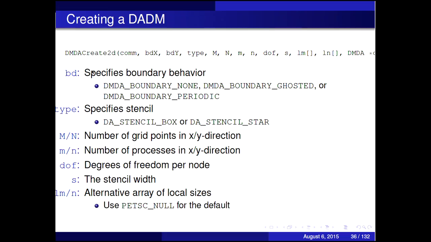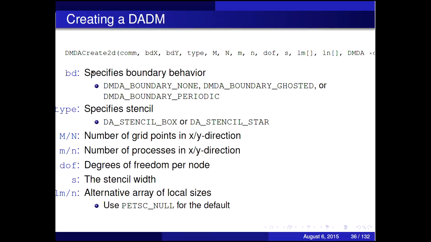The DMDACreate2D. So this is just an example for 2D. If you want to do a structured grid finite difference, you can create your DMDA object with the following calling sequence, where you indicate what type of boundary conditions you want on the two sides, whether you have periodic, non-periodic, or then a few oddball cases like ghosted values. What type of stencil you have, whether you have a star type stencil, which is like a 5-point stencil in 2D, or a box stencil, which is a 9-point stencil.